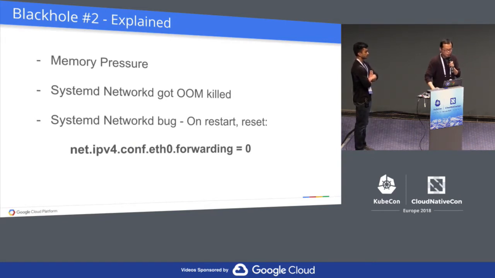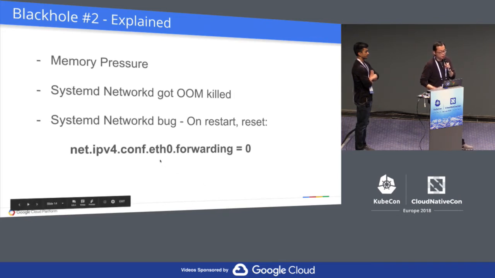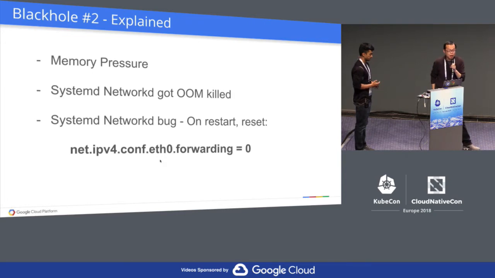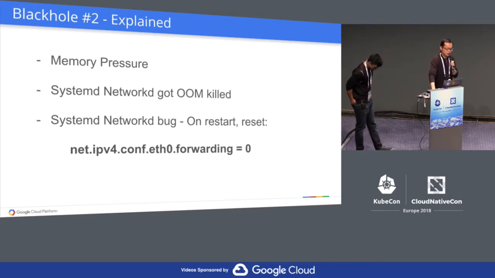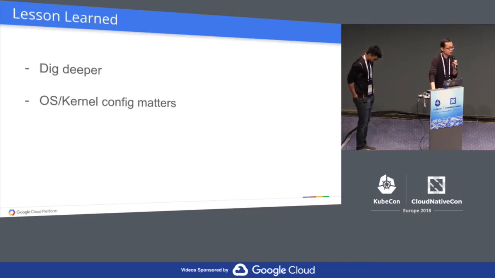The kernel parameter decides whether eth0 on the VM is allowed to forward packets or not. In this case, it reset to 0. That means eth0 is not allowed to forward packets. So that's why no traffic can get in, or no traffic can get out. So what we learned in this case is that you have to dig deeper.